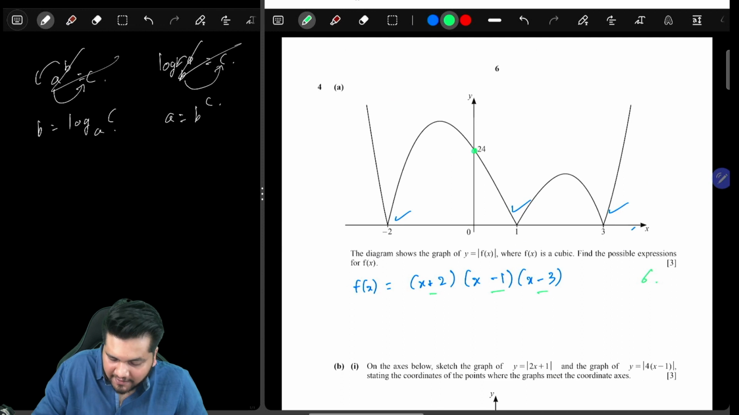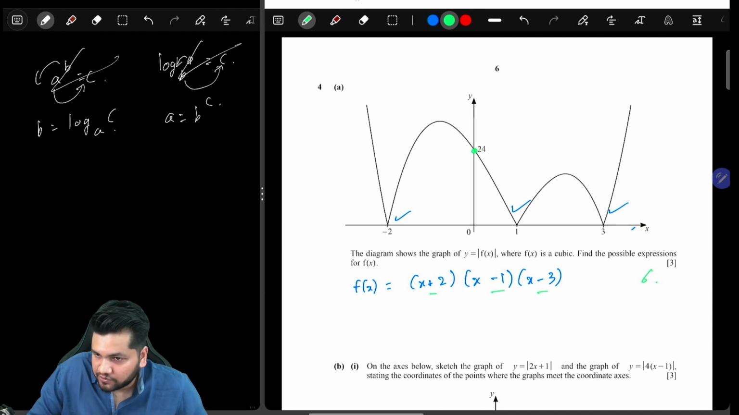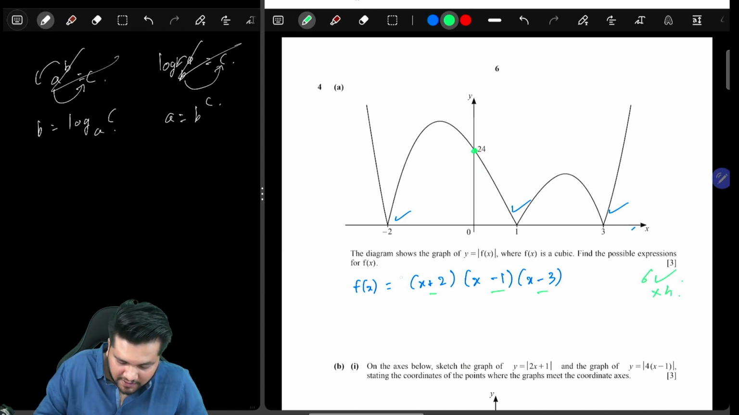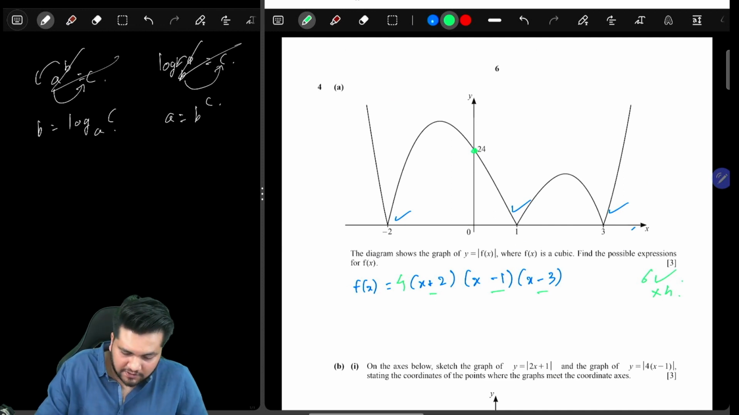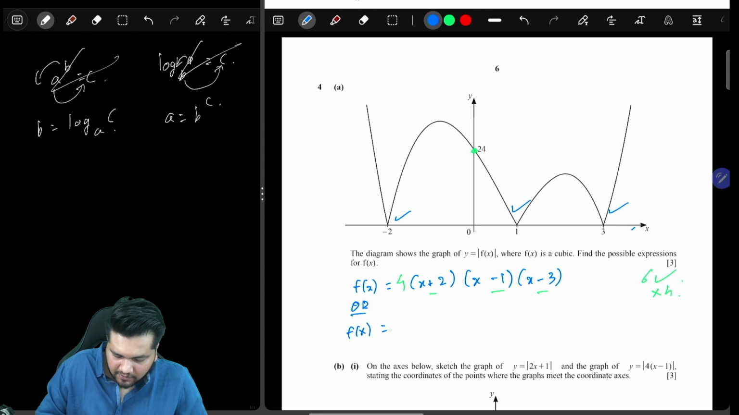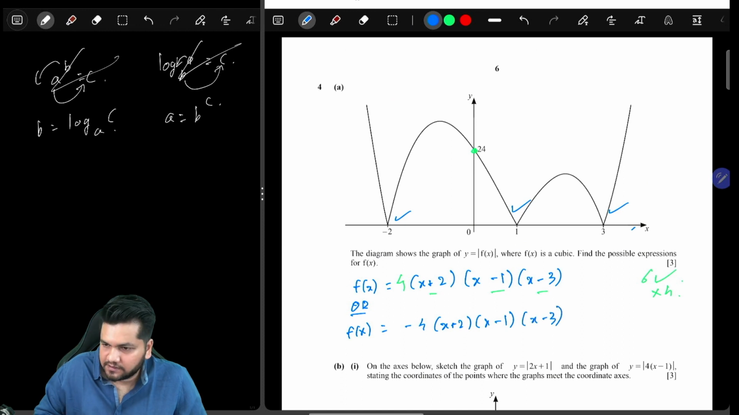But here the y-intercept is 24. So if I put x is equal to 0, I'm getting 6 here, but I want 24 here. So what I'll have to do, I'll have to multiply by 4. So that's why it's going to be 4 times of this thing. But since it is mod, it's going to be this, or f of x would be minus 4 times x plus 2, x minus 1, x minus 3. That's it. Now the B part.